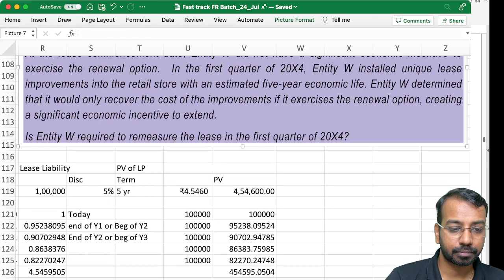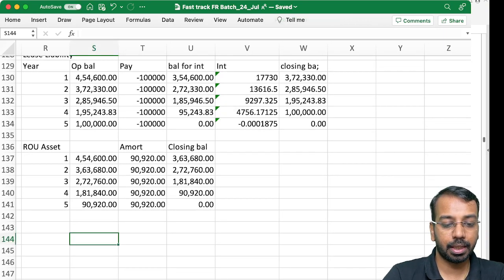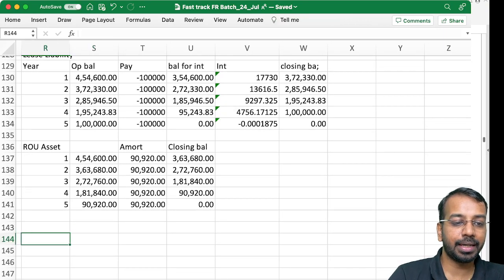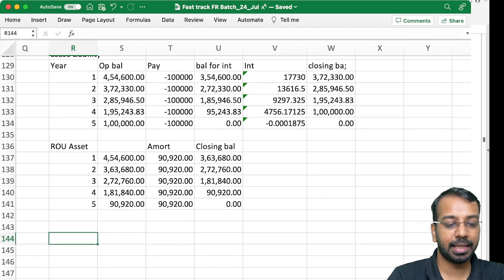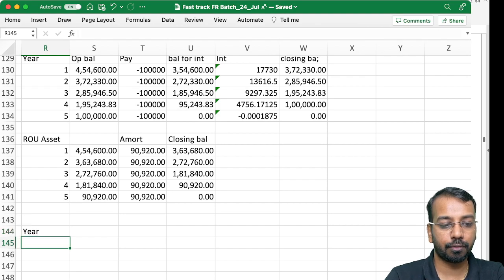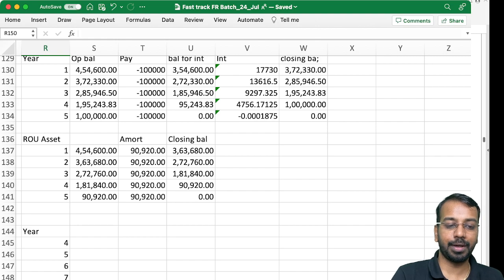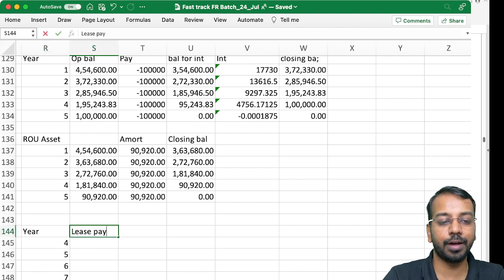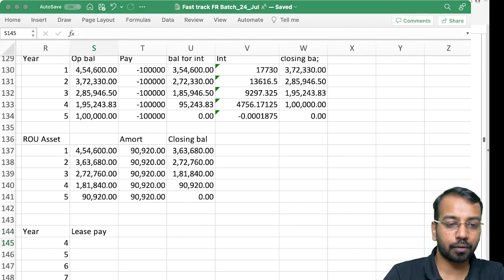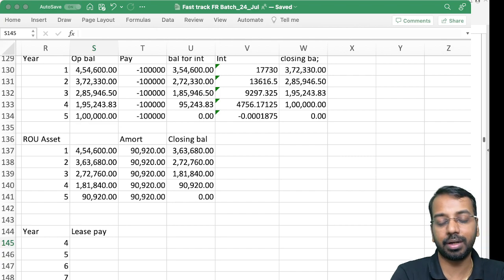Now listen to this very carefully. We have completed 3 years. We are in the 4th year. So now we will say year 4, 5, 6, 7, 8. Sir, why 8? 5 original period, 3 years to extend. Now what are my lease payments? Now here is where a lot of students should get a doubt as to what are the lease payments, how should we calculate these lease payments.